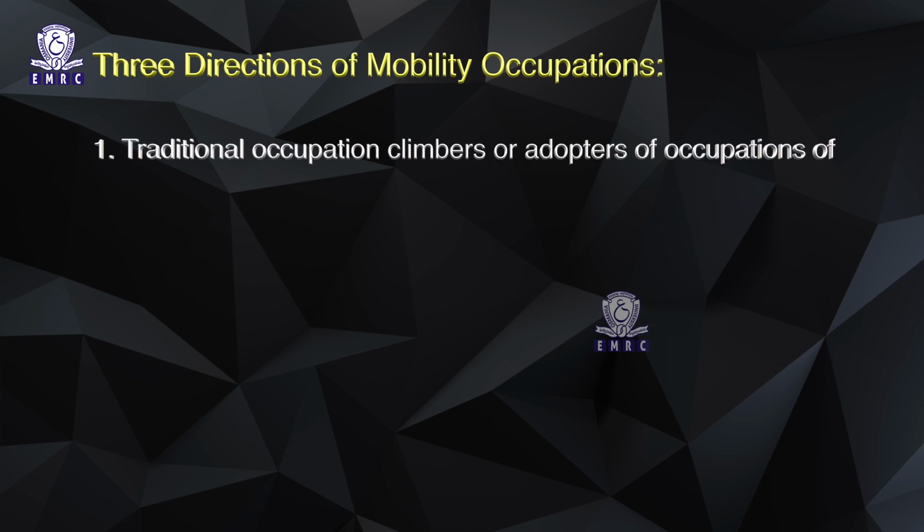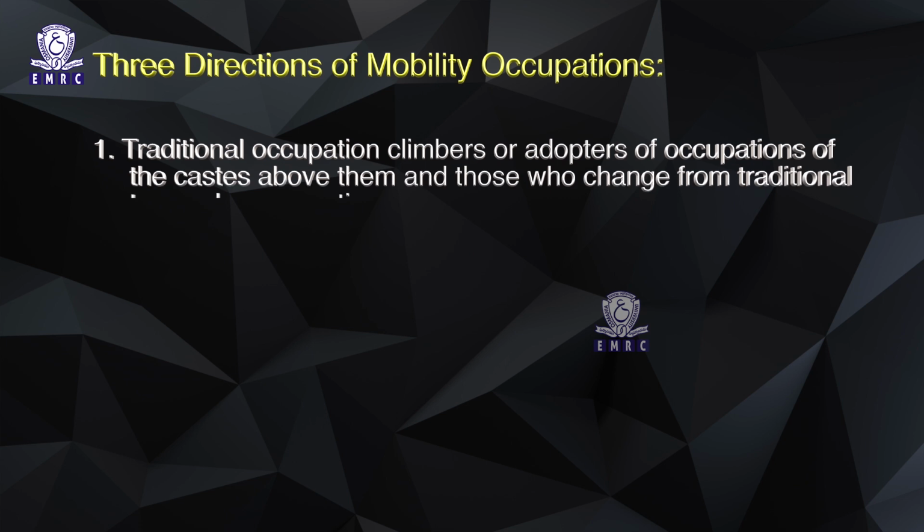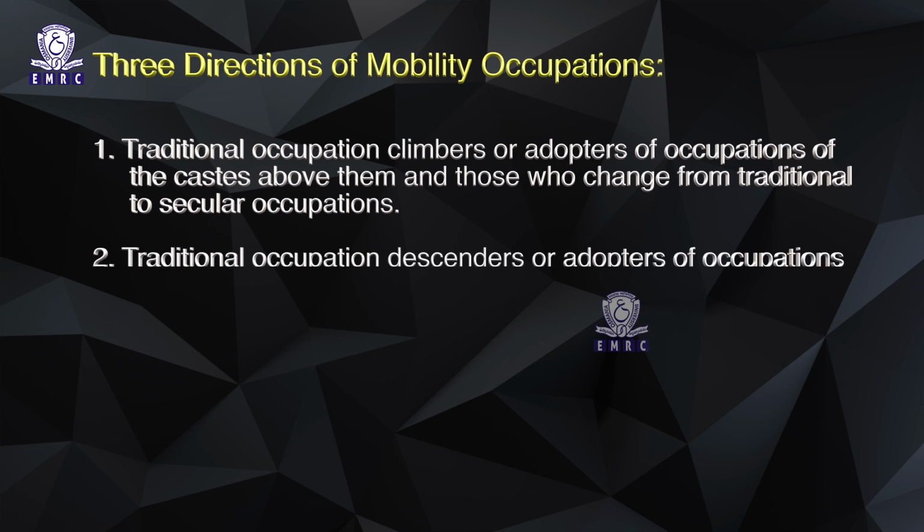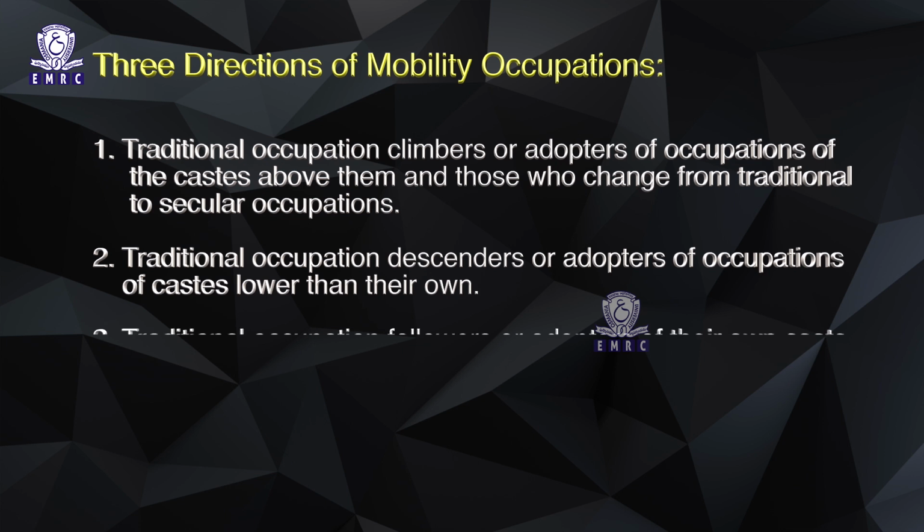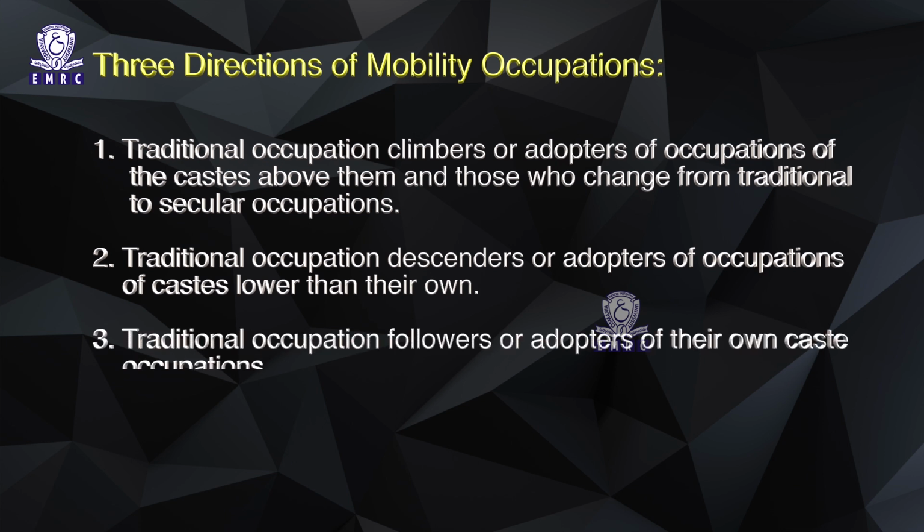One, traditional occupation climbers, or adopters of occupations of the caste above them, and those who change from traditional to secular occupations. Two, traditional occupation descenders, or adopters of occupations of a caste lower than their own. And the third one is traditional occupation followers, or adopters of their own caste occupations. These directions were measured on the basis of hierarchically arranged caste groups along with their traditional occupations.